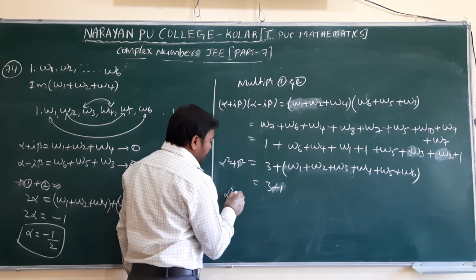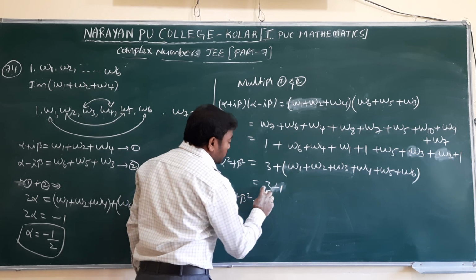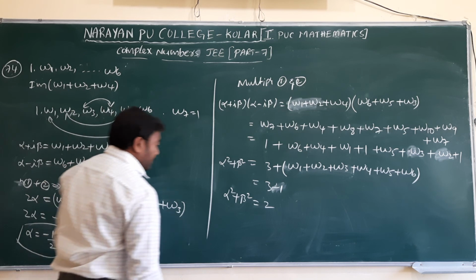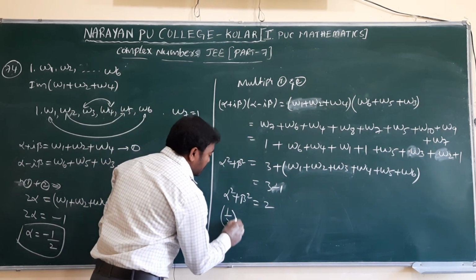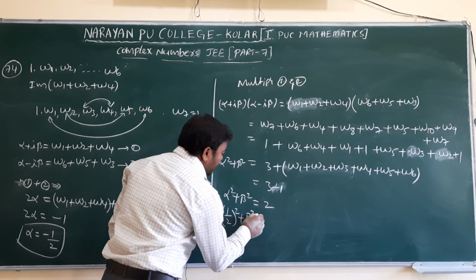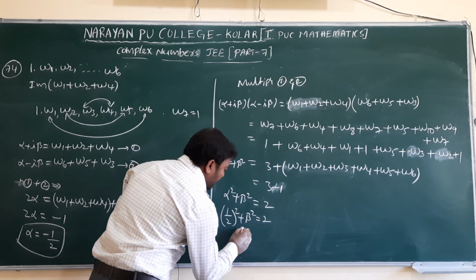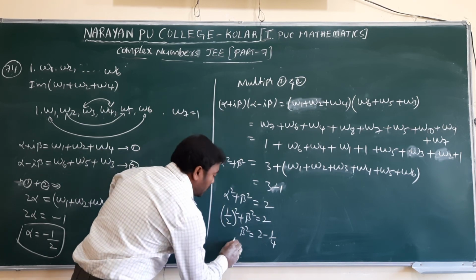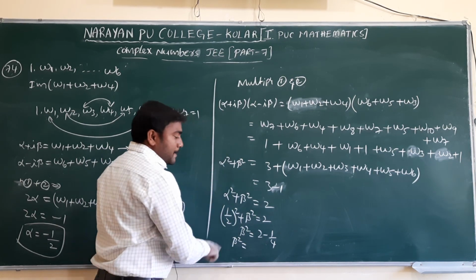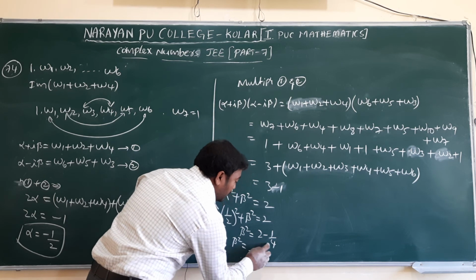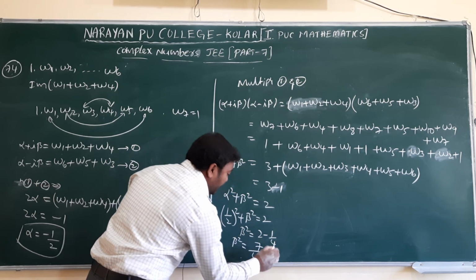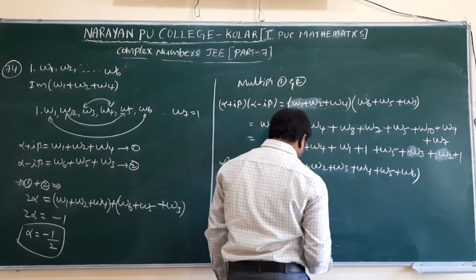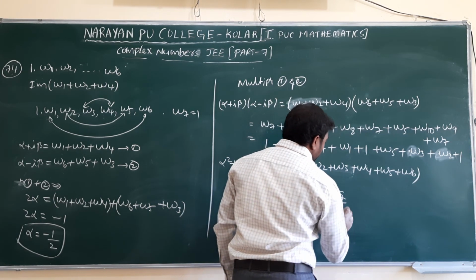So alpha square plus beta square is equal to 3 minus 1, which is 2. We know alpha is minus 1 by 2, so 1 by 2 whole square plus beta square is equal to 2. So beta square is equal to 2 minus 1 by 4. Taking LCM 4, 4 twos are 8 minus 1, so 7 by 4. We want the beta value: beta is equal to square root of 7 by 2.